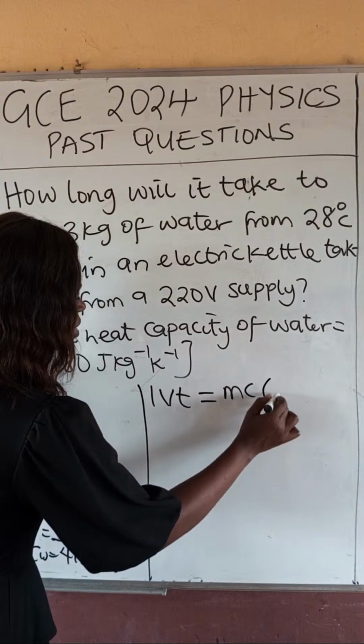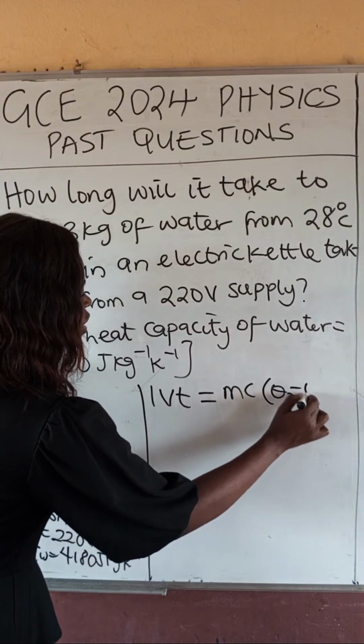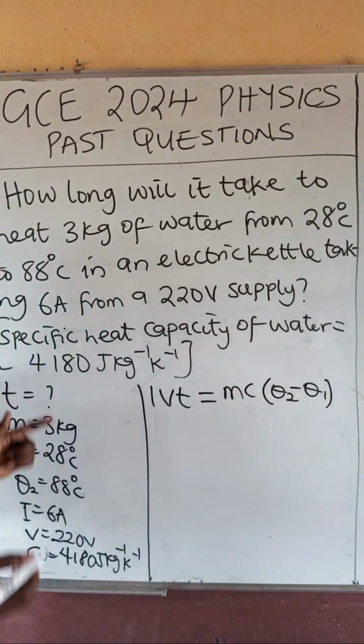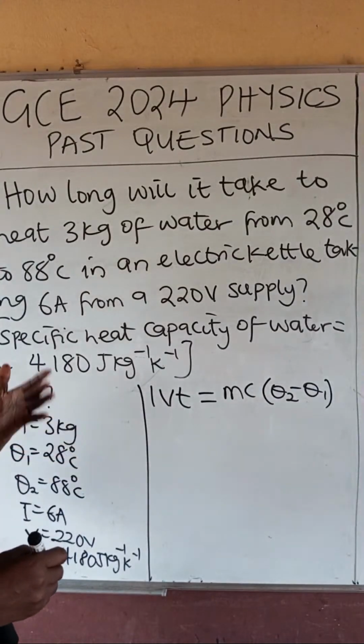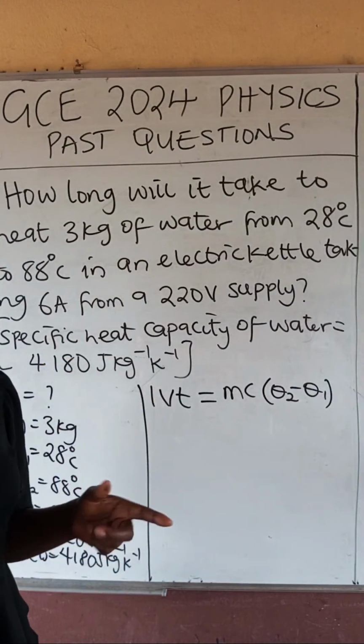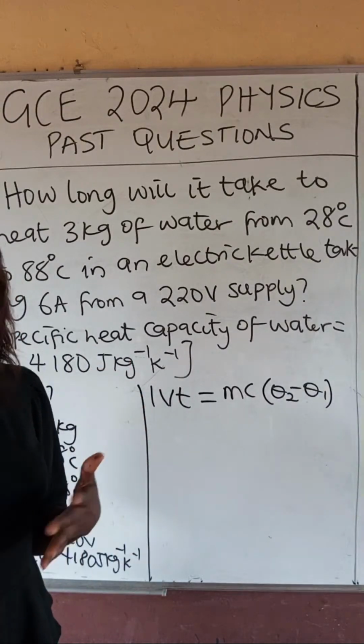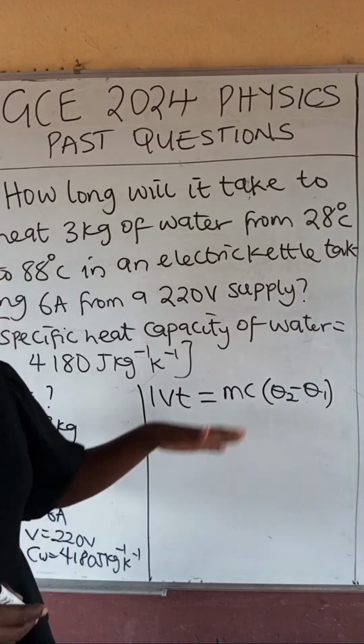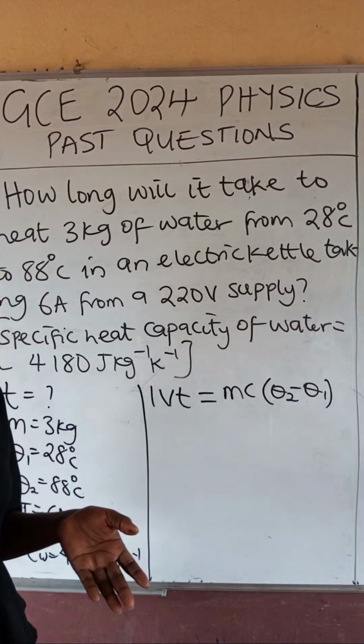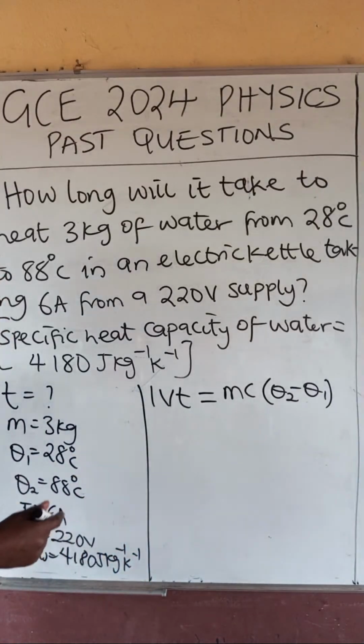Then it is equal to mc theta. The theta is now theta 2 minus theta 1. Because we have two different temperatures, we are going to subtract them from each other to get a temperature rise. For the situation whereby we have just a temperature rise, what we are going to do is just multiply by the temperature rise. Is that okay? All right.